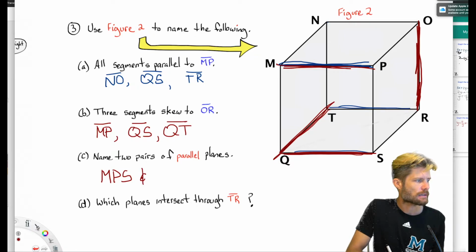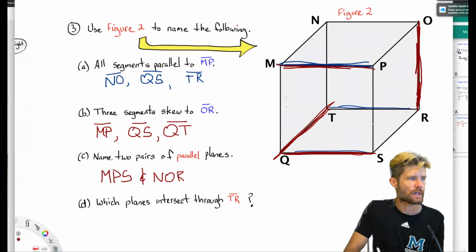And in the back we could say NOR. That's one example that works. There's a bunch. Actually, we have 4 points on the plane. We can choose any 3 out of the 4. So there's several ways to write it.